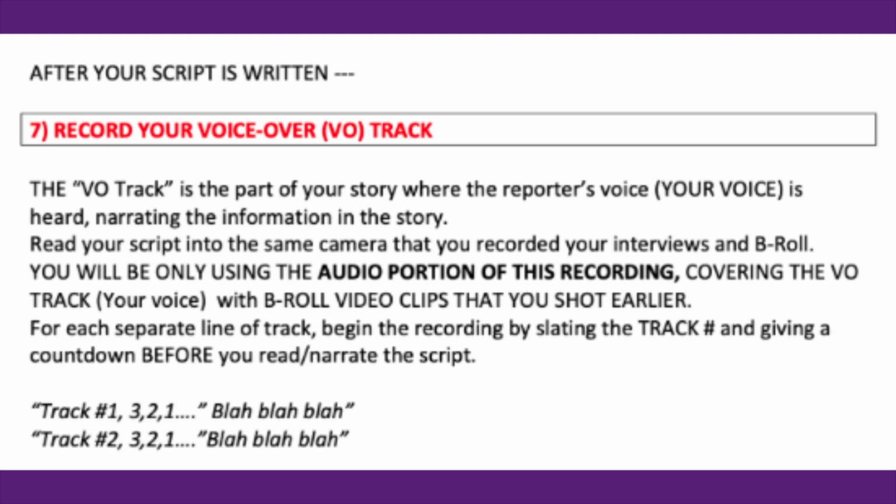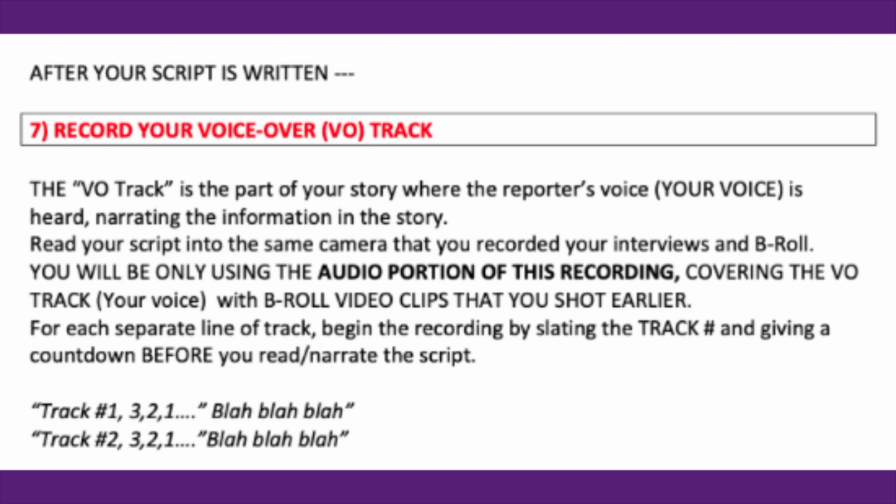For each line of track, begin the recording by slating the track number, because you'll number every line of track that you have written, and give a countdown before you begin to narrate the script. So for example, track number 1, and you might want to say take 1, 3, 2, 1, and then you start reading what you wrote. And then track number 2, 3, 2, 1. And if you make a mistake, you could say track number 2, take 2, 3, 2, 1. This all will make it so much easier when it's time to edit your story.